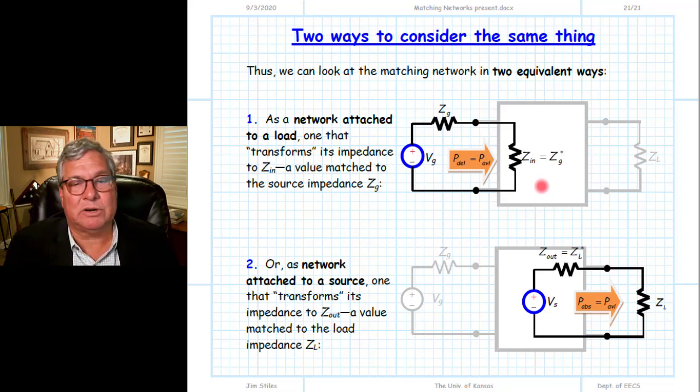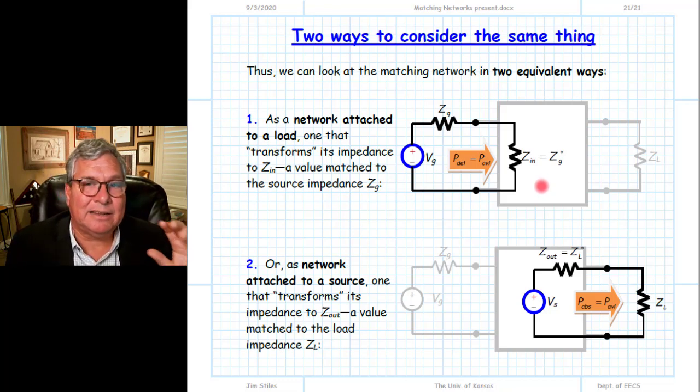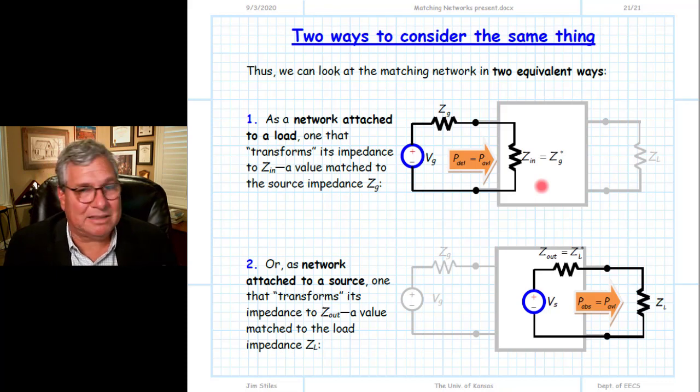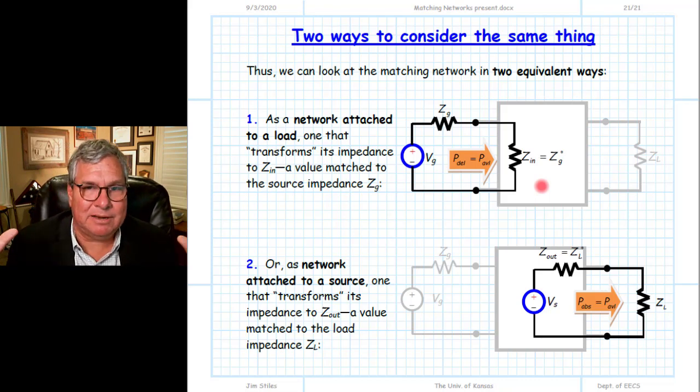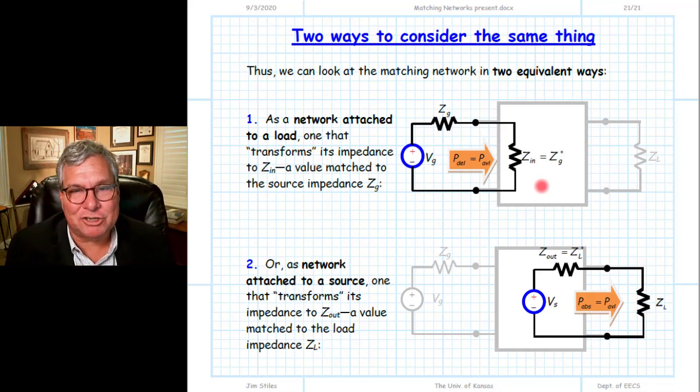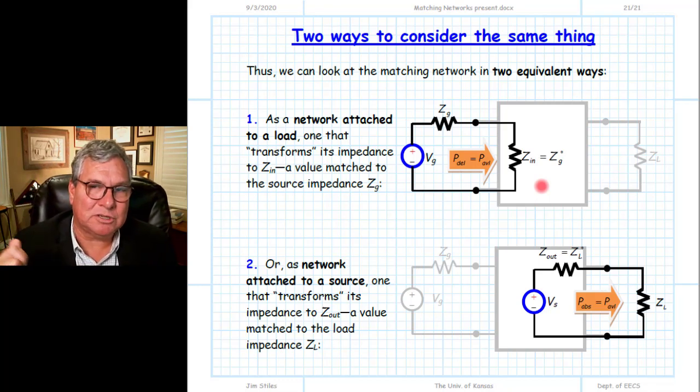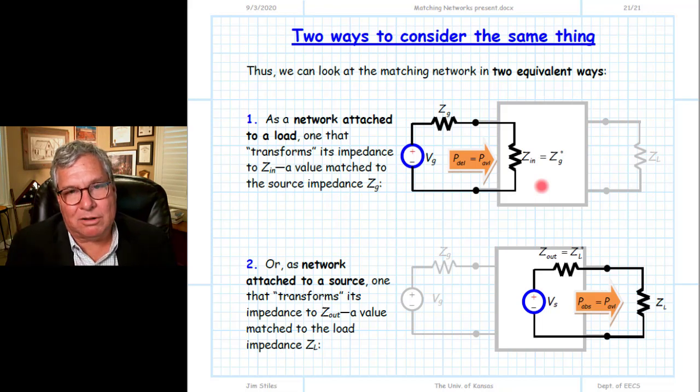All the lossless network does is ensure that the delivered power is equal to the absorbed power, but that delivered power could be a tiny fraction of the available power. If I want all of the available power to be absorbed by the load, I need not only a lossless network, I need a specifically designed network for that situation that we call a lossless matching network. Again, of all the two-port networks that are lossless, we have one little dot, which is the matching network for a particular source and load. Almost all lossless networks are not matching networks.